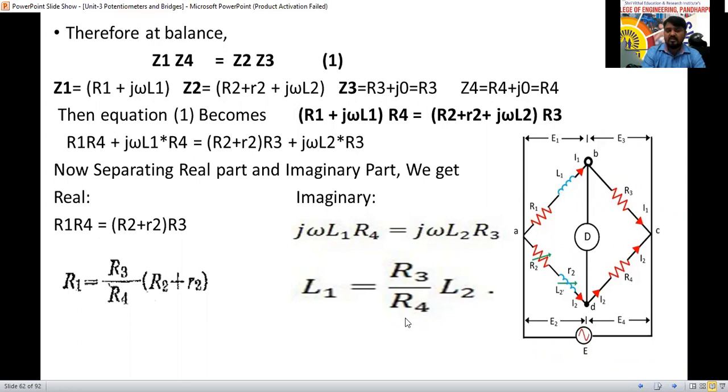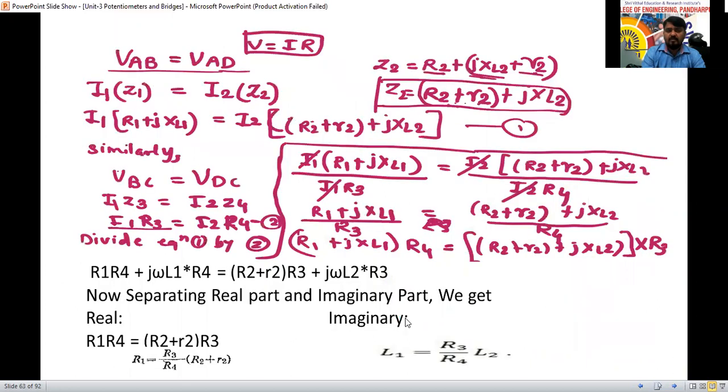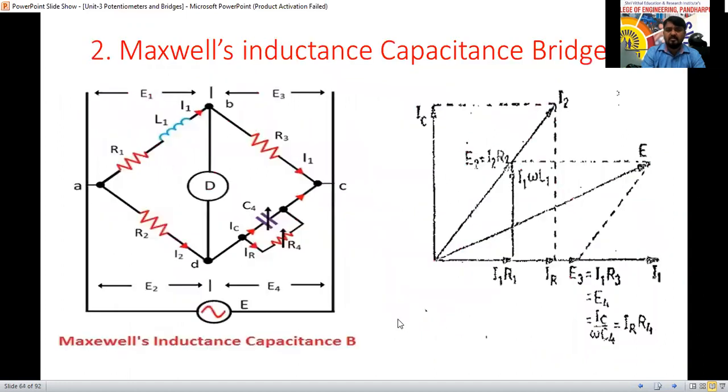So that is the Maxwell inductance bridge. For the Maxwell inductance capacitance bridge, the second branch is kept as a non-inductive resistance, but the fourth one we have changed here now.